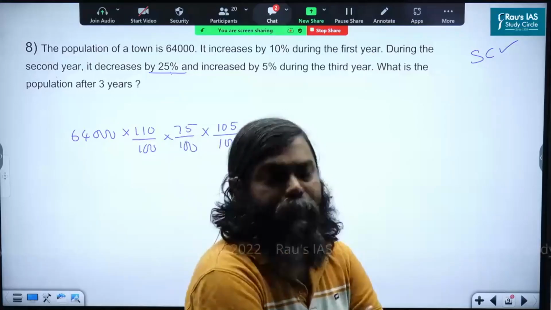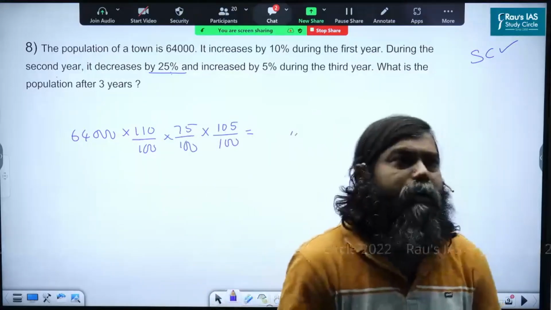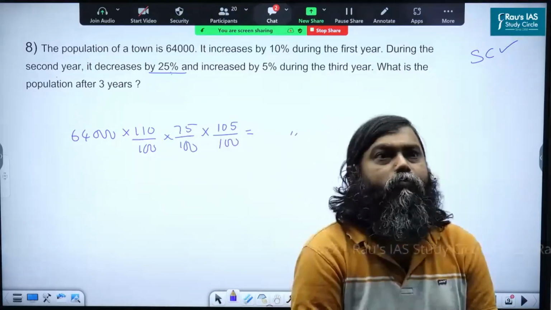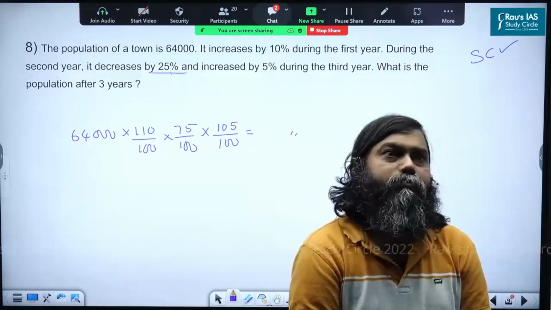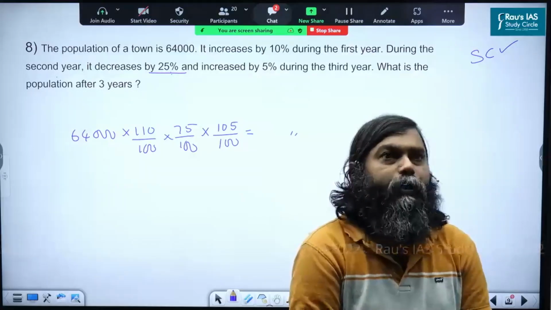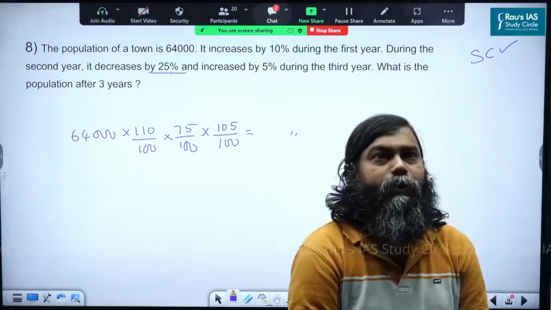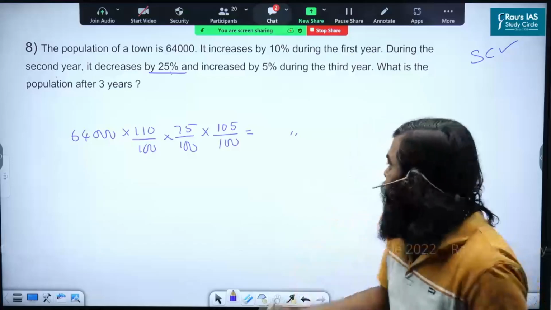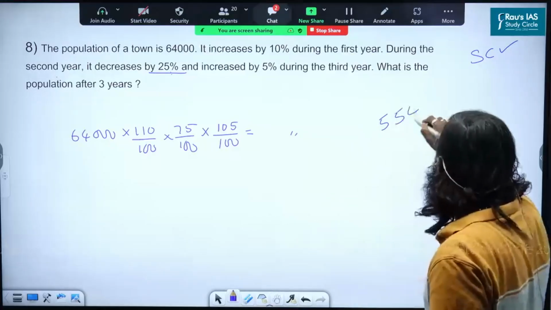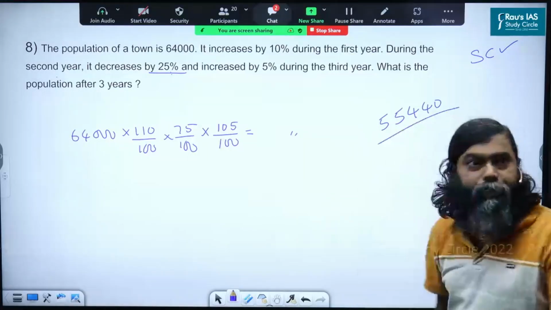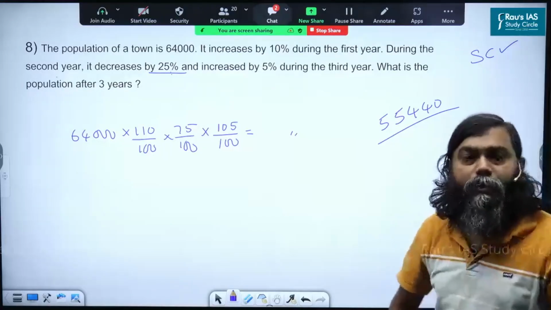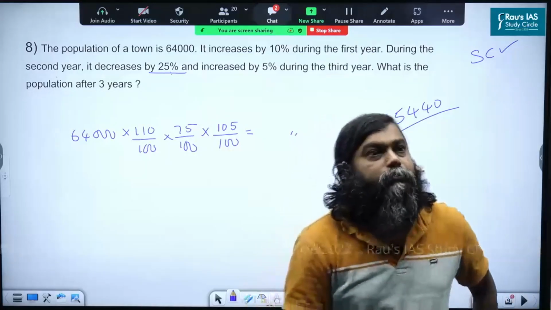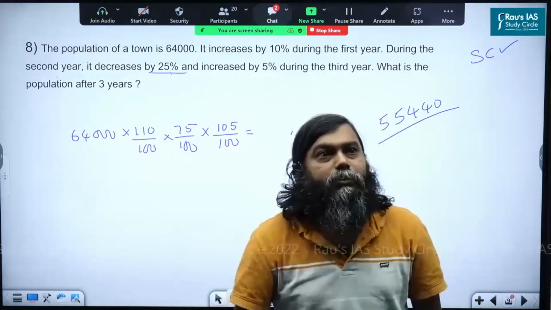What happened to everybody? Taking this much time. All are getting 55440. So anybody have a doubt in the fourth interpretation? Anybody facing doubt? Any doubt in the fourth interpretation? So all are getting 55440. Anybody not getting? Anybody? Is Aishwarya getting it?